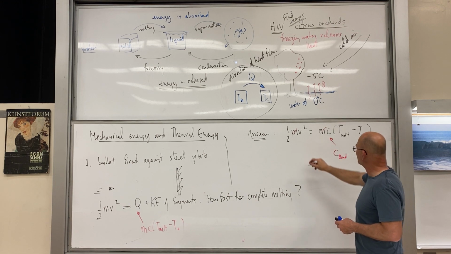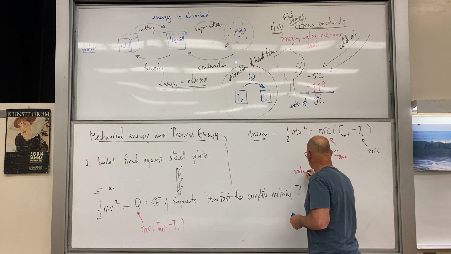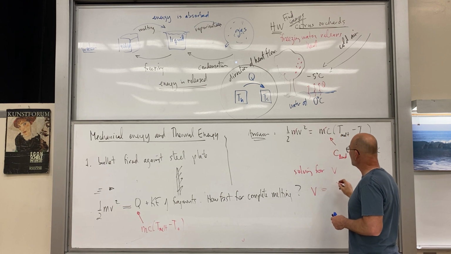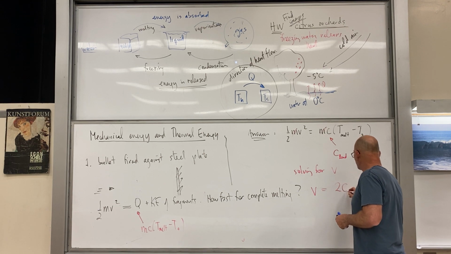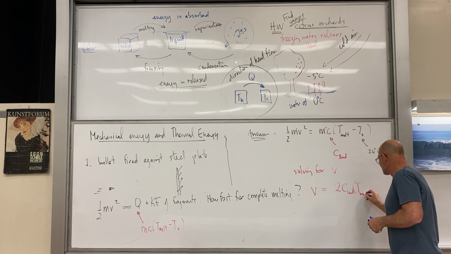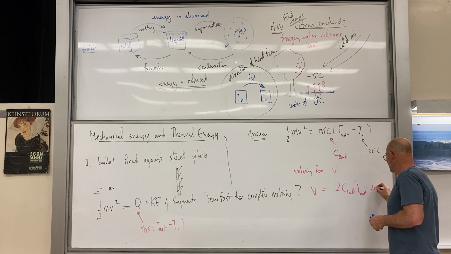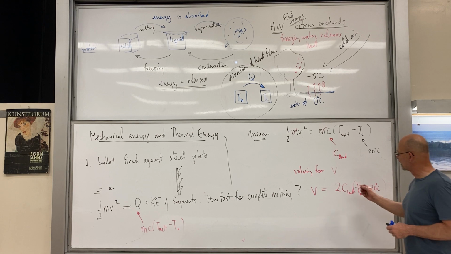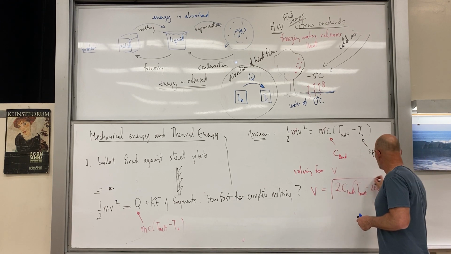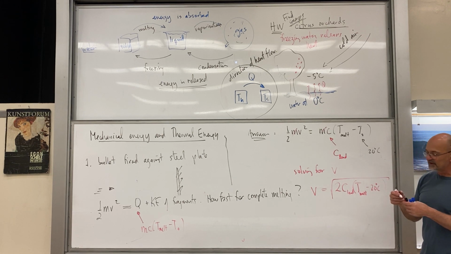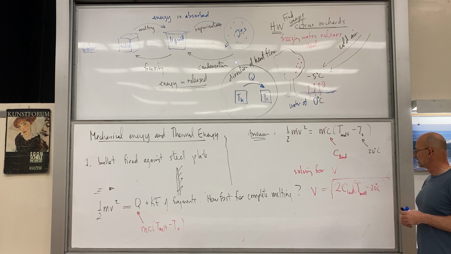And then we're going to solve for V. Solving for V, V would be equal to 2 times the specific heat of lead, then you'd have to look up the melting temperature of lead minus 20 degrees Celsius, and for the 2 there, you'd have to take the square root. This would actually tell you how fast the bullet has to be going to completely melt when it hits that steel plate. Okay.